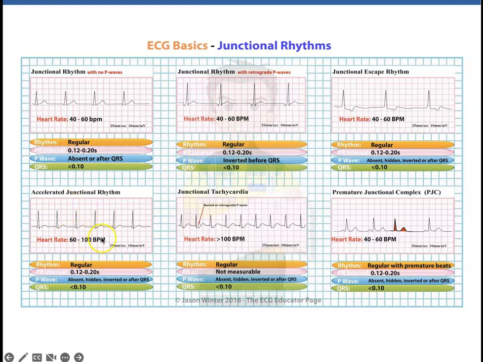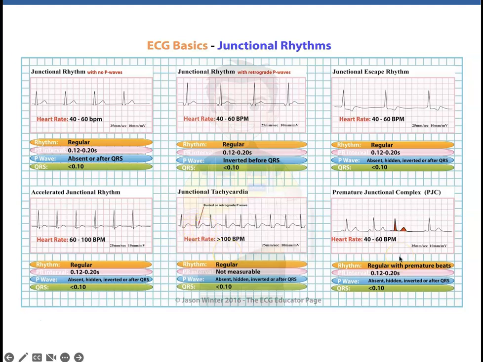Accelerated junctional is between 60 to 100. And here what's going on is it's junctional because there's no P wave, but now the beats are much faster, so they're coming together. Junctional tachycardia is going to be greater than 100 beats per minute, and in this case the P wave is actually buried. It came after the QRS, and because you didn't have one before that QRS, that's why this is a junctional rhythm, and this one, it came late. So that's your junctional tachycardia.